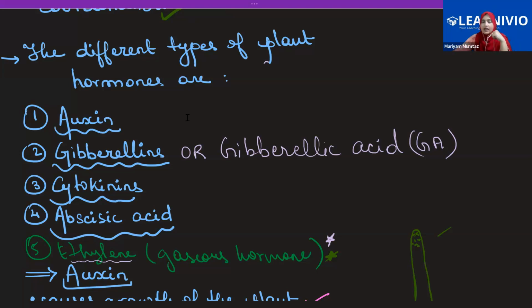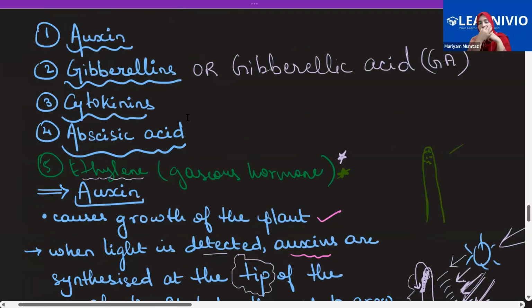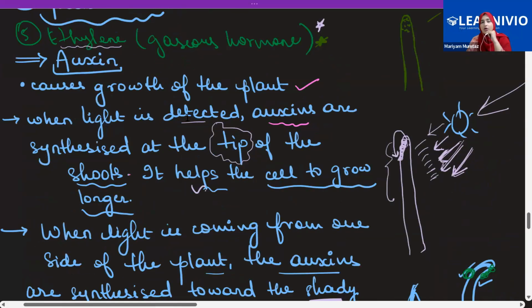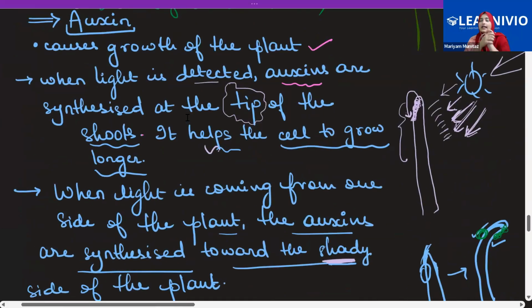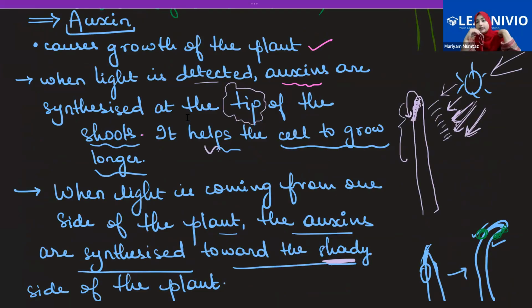So that's the case. Now, auxin, gibberellins, they are also called gibberellic acid. Then there's cytokinin, and lastly, the abscisic acid. So these are the plant growth, you can say, hormones. Now, the first one, that is auxin. Auxin is primarily and most important for the growth of the plant. Okay, where is it synthesized? It is synthesized at the tip of the shoot.